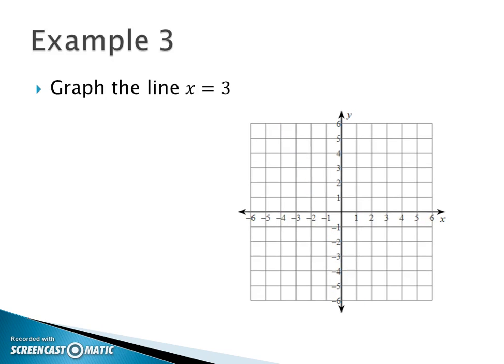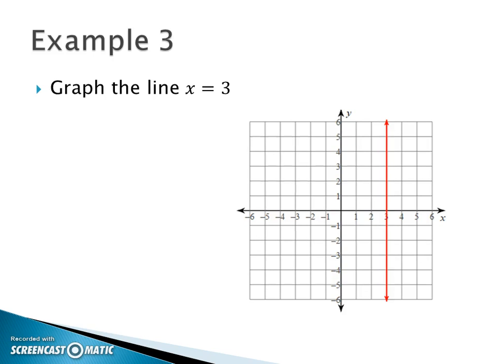Our next example is a special case, x equals 3. It doesn't have a y involved in it at all, so that's why it's a special case. And x equals 3 means for whatever y value possible, x will always be 3, meaning it goes straight through the x-axis at 3, creating a vertical line. If it had been y equals 3, then it would have been a horizontal line through 3 on the y-axis. So that's the difference between the special cases there. X equals is vertical, y equals is horizontal.